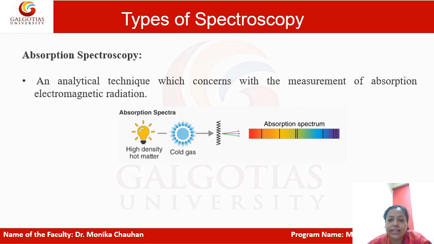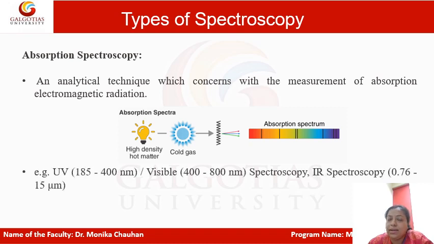As you can see, this is what is happening. You have a cold gas, and in front of that you keep a source of heat. This is high density hot matter, so the gas will absorb the heat and it will emit a certain spectrum, and this is known as the absorption spectrum.